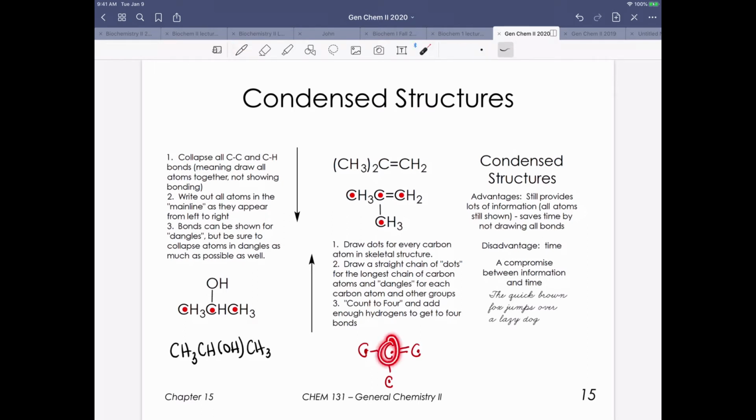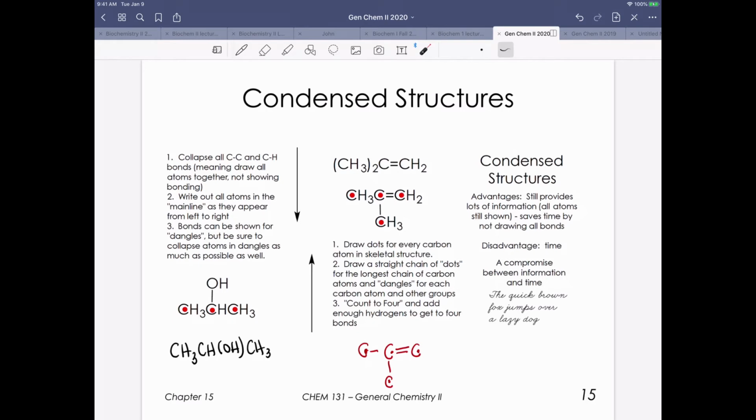This guy already has 4 bonds to it, so there's no additional hydrogens that I'm going to draw there. This guy only has 2 bonds, so I'm going to add 2 hydrogens. This guy only has 1 bond. I add 3 hydrogens. Remember, we're doing condensed structures here, so I'm not drawing out all my bonds. This guy, again, only has 1 bond, so I give him 3 hydrogens.